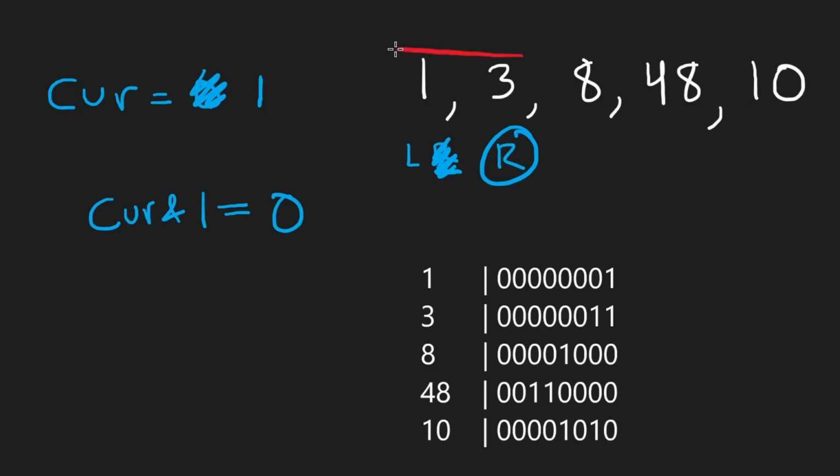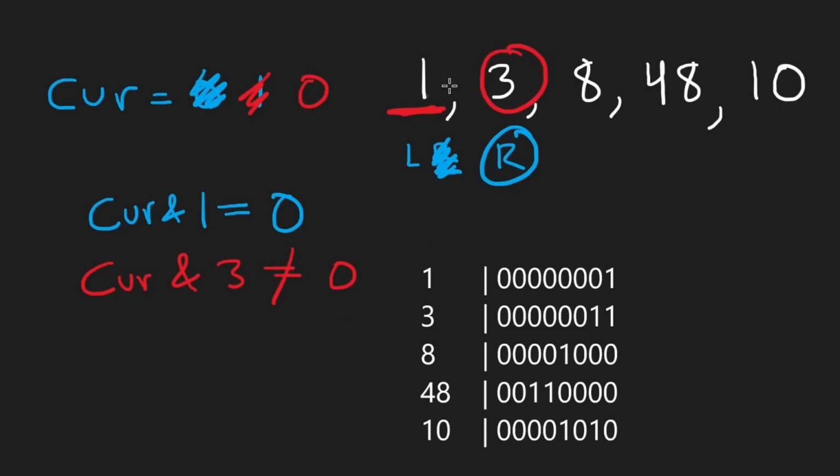So right now, our window is here. We haven't yet added the 3 to cur, but we recognize that cur and the current element 3, let's use a different color, cur and 3 is not equal to 0. So we will take the left element, this one, and XOR it with cur, which will bring us back down to 0, I think. And then we will see that, okay, now we can take this element and add it to the window because now they are non-overlapping and our window will become this.